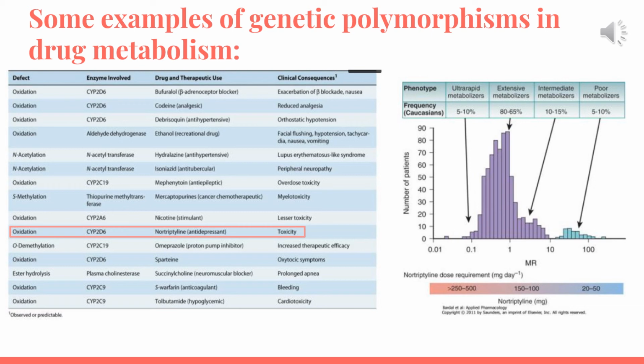If we have another example, the extensive metabolizers, which we can see take part as 80 to 65% as a frequency in Caucasians. We need to increase the dose of the drug as it would be highly metabolized into inactive and thus ineffective at lower doses.